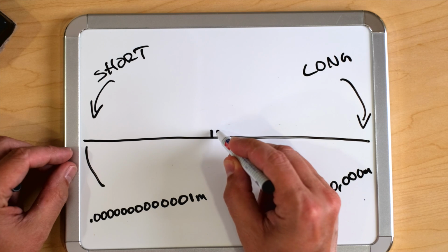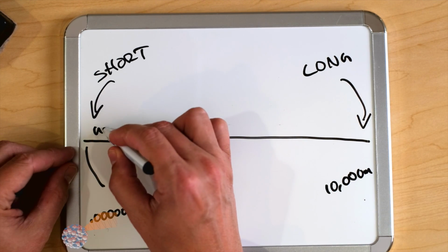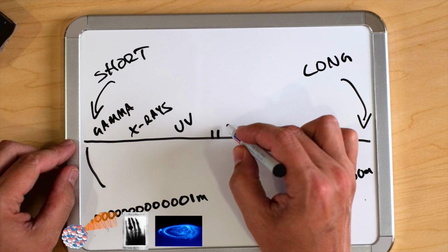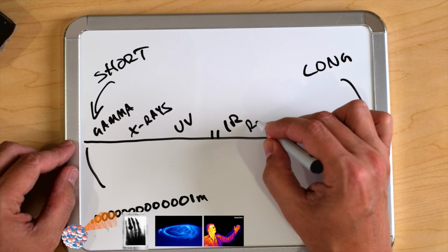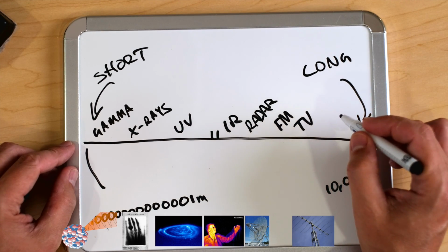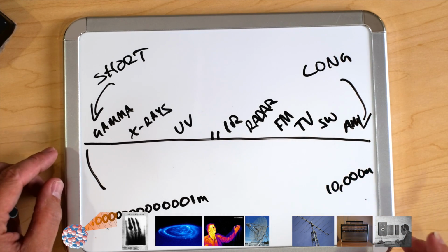Visible light lives in this tiny space here in the middle. Down here we have gamma rays, X-rays, ultraviolet, and on this side we have infrared, frequencies used by radar, FM radio, broadcast TV, shortwave radio, and AM radio gets the longest frequencies. And yet it's just this little part here that you can see.